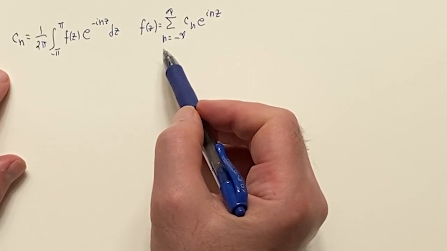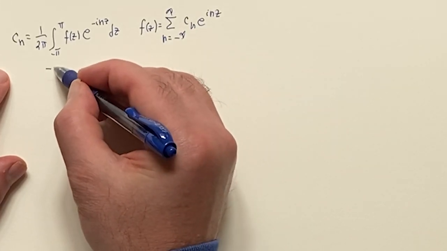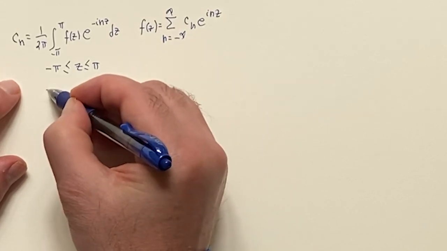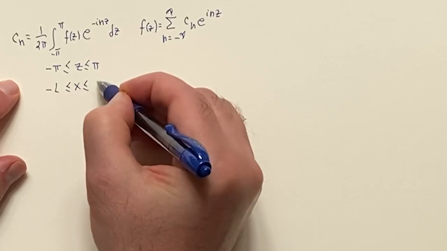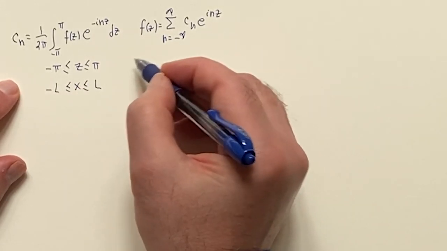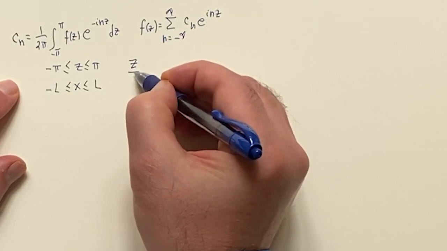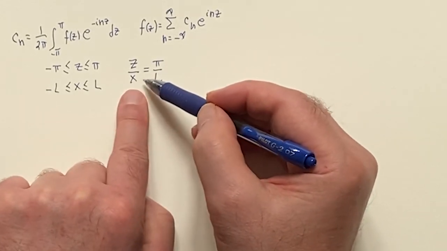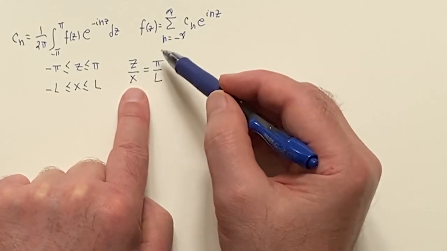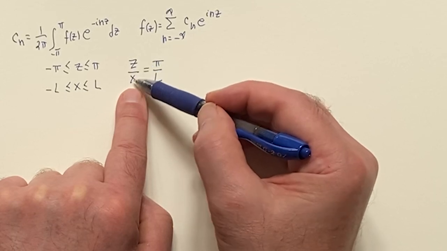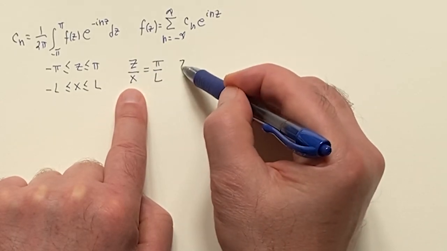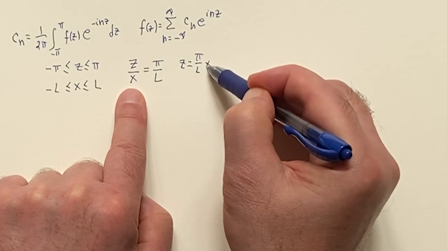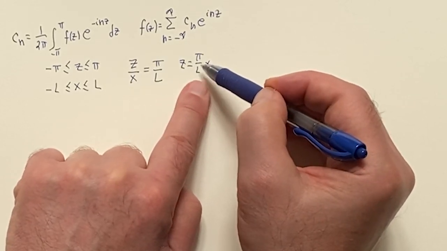And what I would like to do next is change the variable, the z variable, which is going from minus pi to plus pi. I'd like to now go to an x that goes from minus l to plus l. So then z over x is proportional to pi over l. Think of x as the big one, goes from minus l to plus l, and z is a small one. So if z equals pi, then x has to equal l. And this gives me the proportionality, so that if you just check it, if x is 0, z is 0.